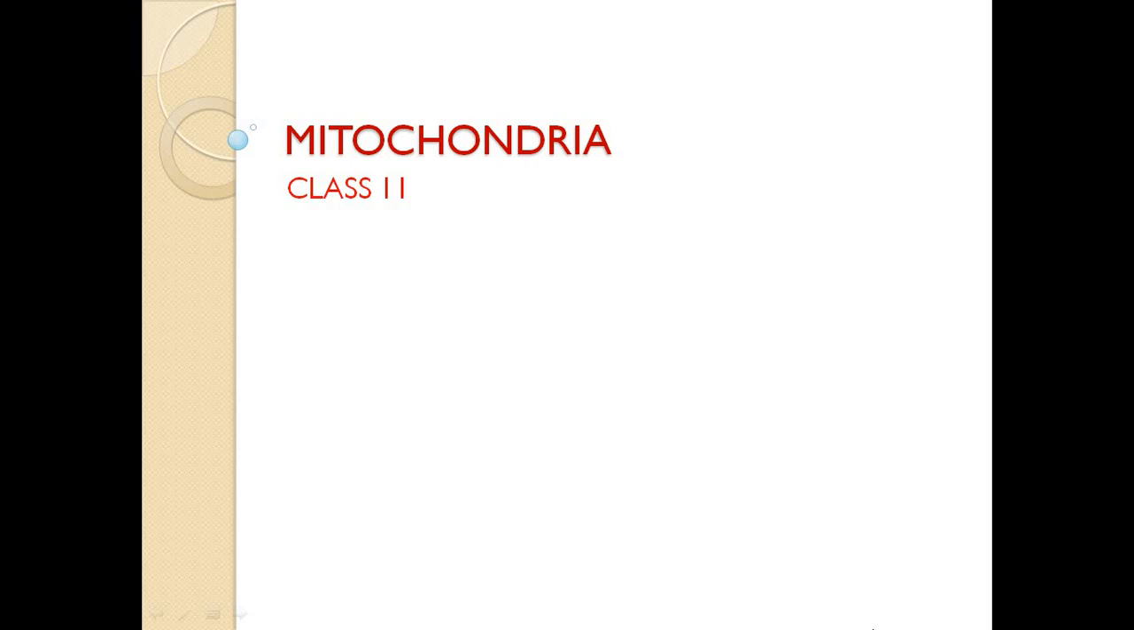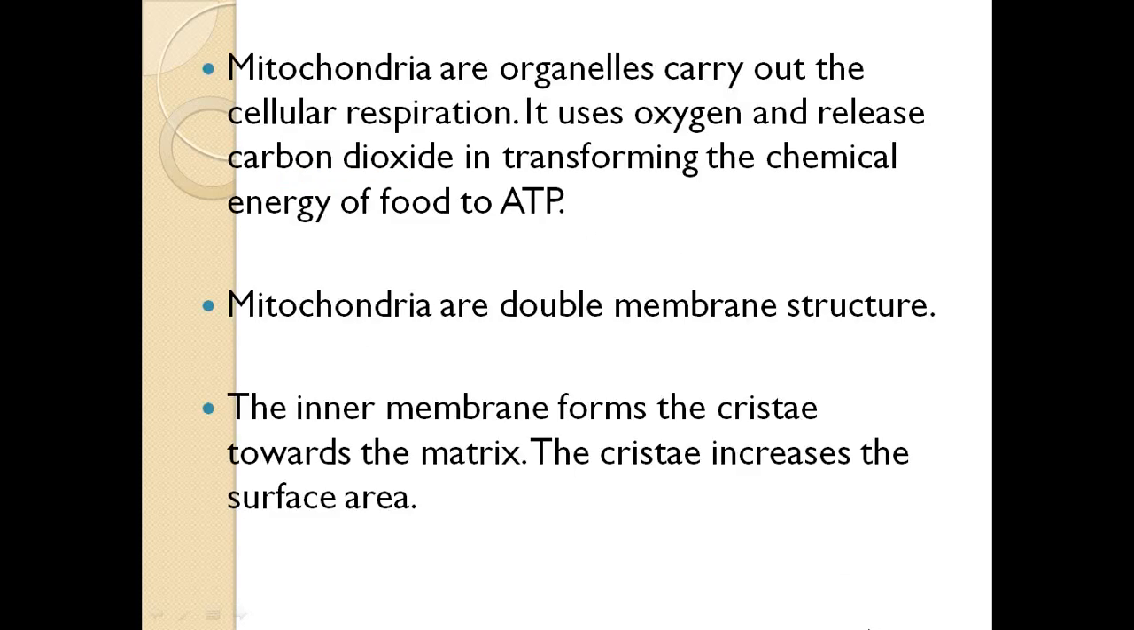We all know that mitochondria is the powerhouse of the cell because it liberates energy in the form of ATP, and this ATP is formed by the process of cellular respiration. Two processes of cellular respiration are the Krebs cycle, otherwise called the citric acid cycle, and the electron transport chain. They occur in mitochondria, which produces ATP.